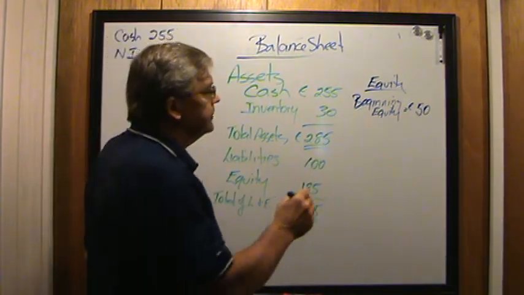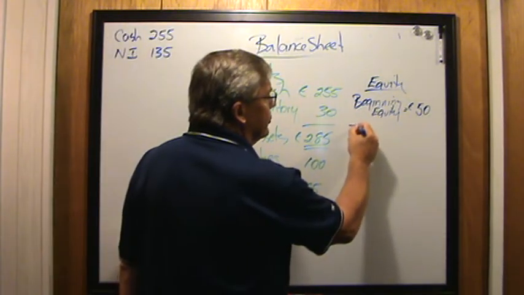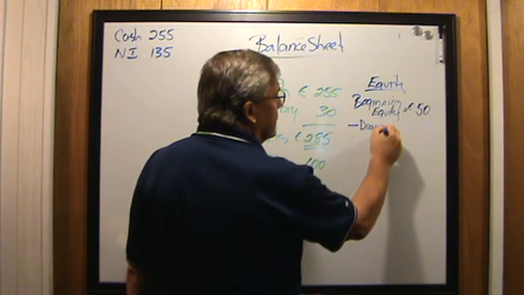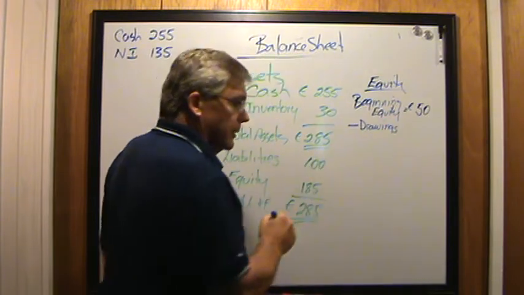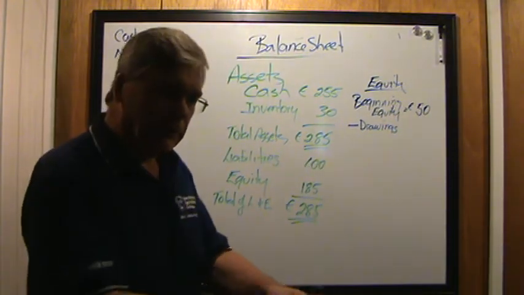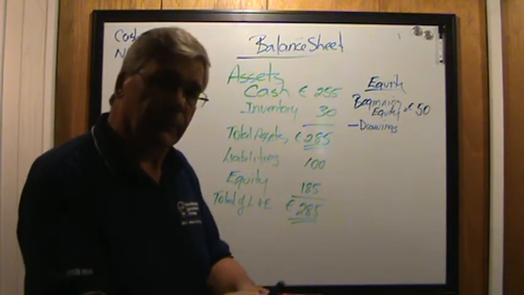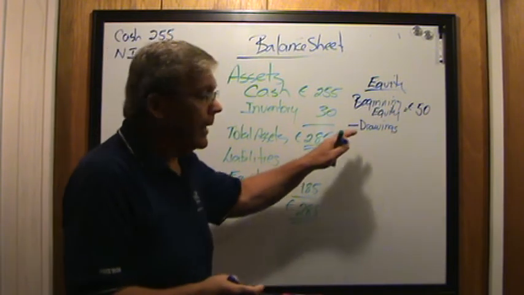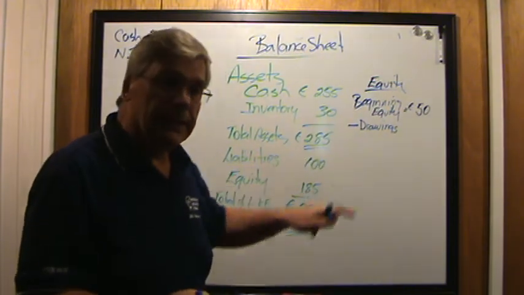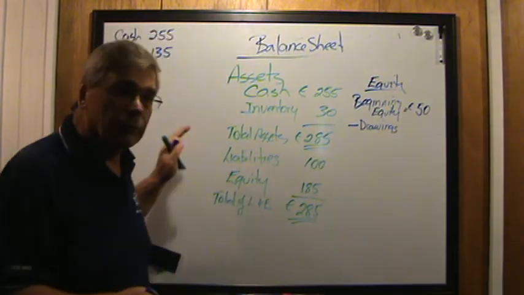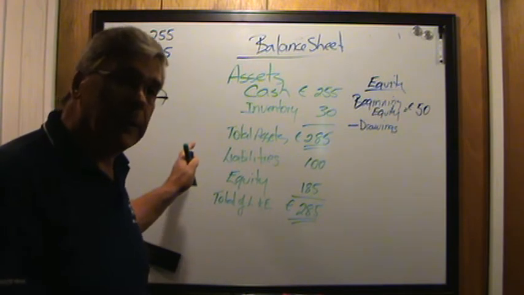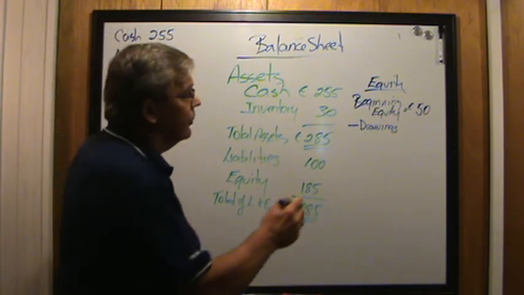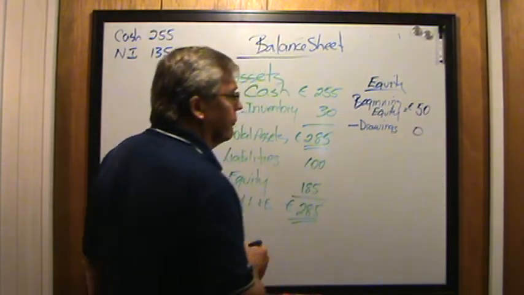Then you consider any drawings. So you subtract any drawings by the owner. So if they took money out for personal purposes, that's drawings, or sometimes it's called withdrawals. And that is subtracted from the ending equity. Now we look at our cash flow, and that's where you'll find if there have been any drawings, and we find that there have not been. So in this case that's zero, so it doesn't have any effect.